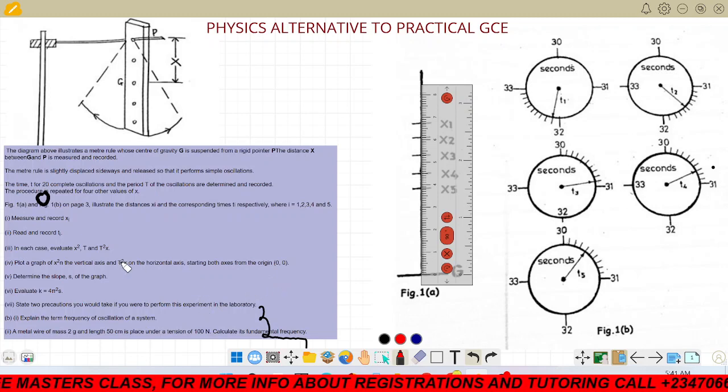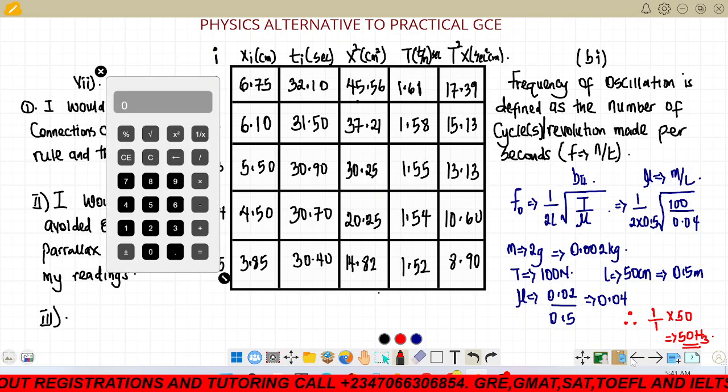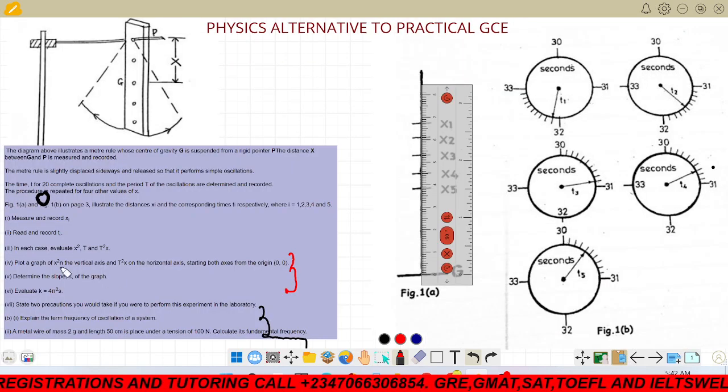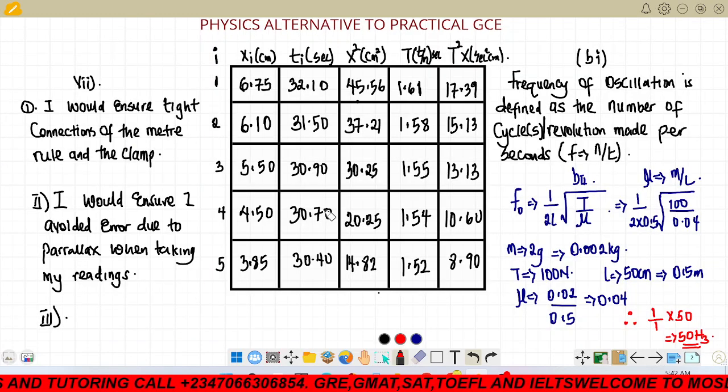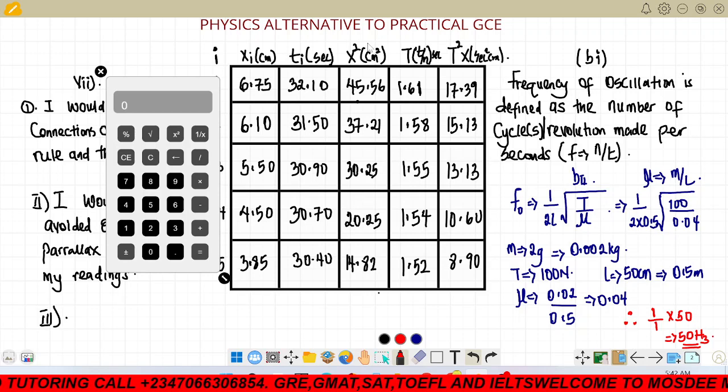But I am yet to plot a graph to determine the slope and to evaluate K. So I have these 3 left, which we are going to do right away, so that we're not just going to do it in one day. So yes, let's do it right away. And we are plotting a graph, don't forget, of x squared on the vertical axis and t squared on the horizontal axis. So that will make me explain something. I'm plotting this against this.